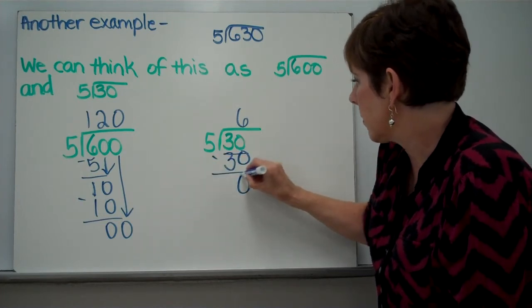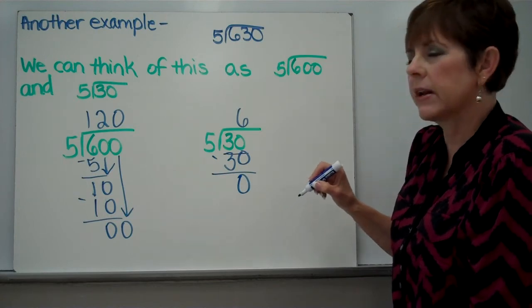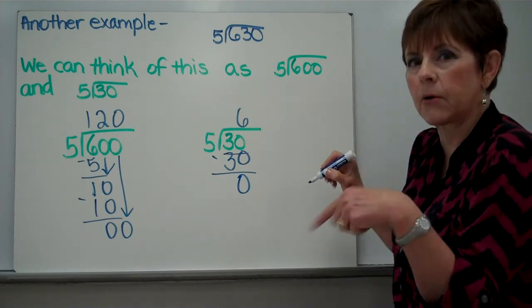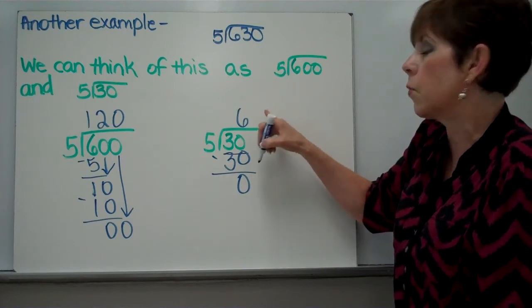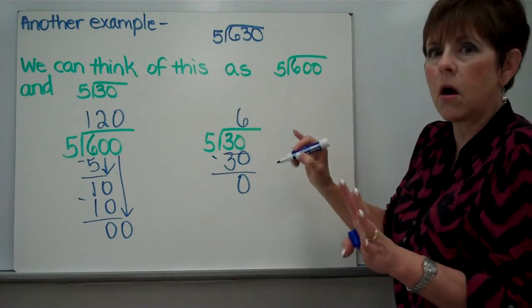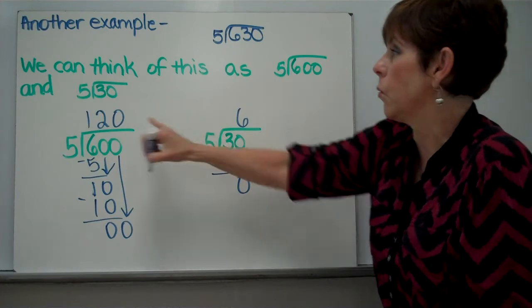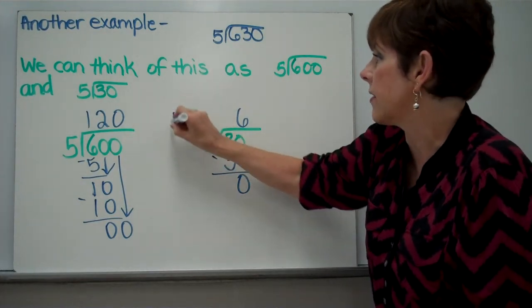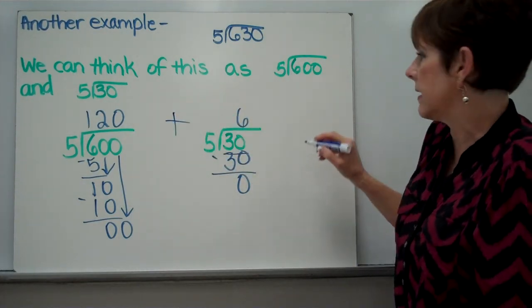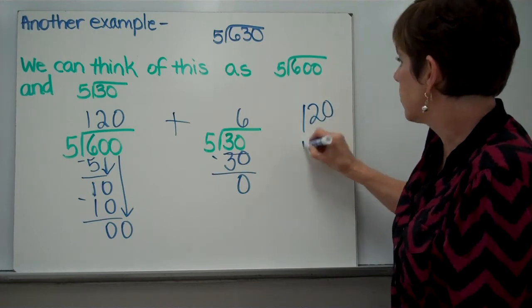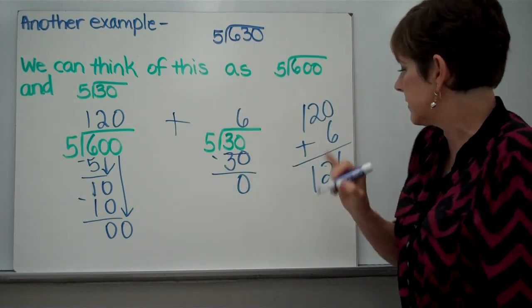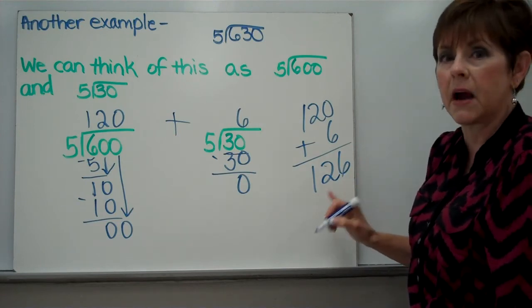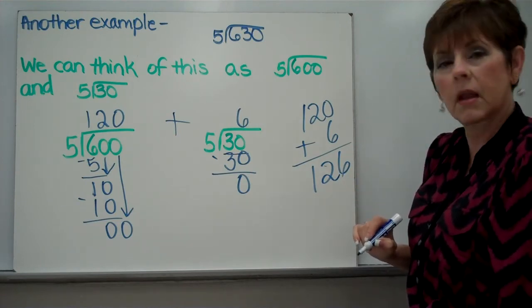Subtract, 0. All right, is there anything left to bring down? That's the backwards of the dumb monkey swing backwards. Nope, there's nothing to bring down, so we're done. Now, are we really truly done? No, we're going to add these two together to get our final answer. So 120 plus 6 is 126, and that would be our final answer. Okay?